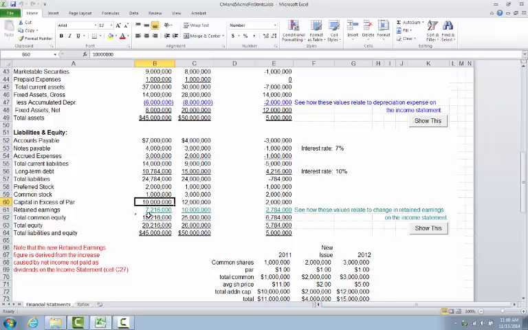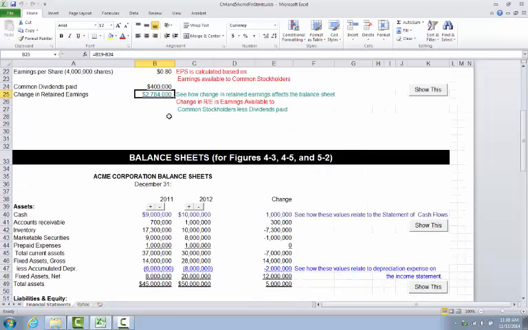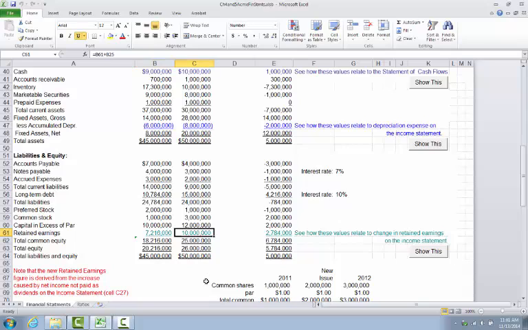Then we've got retained earnings. So the company had reinvested $7,216,000 back into the firm through the end of 2011, and now that number has jumped to $10 million. Where did that number come from? Well, we took the $7,216,000 and we added this $2,784,000 change in retained earnings in order to get the new $10 million worth of retained earnings.